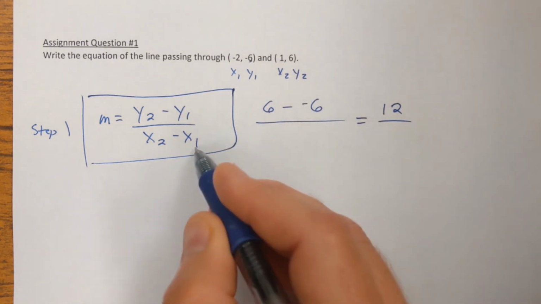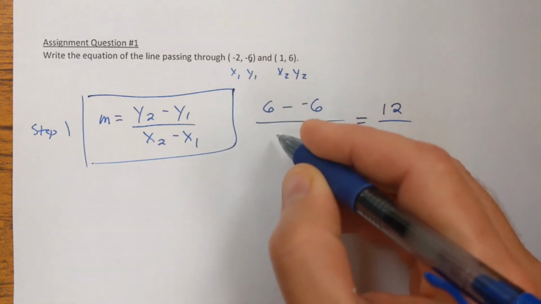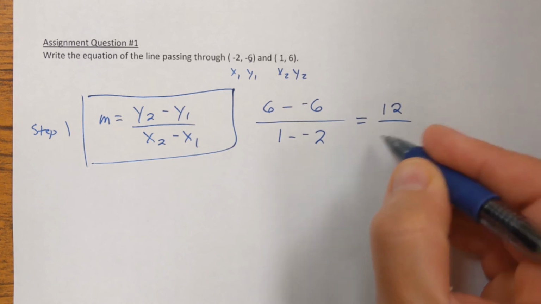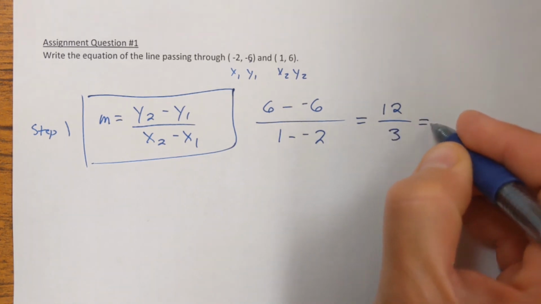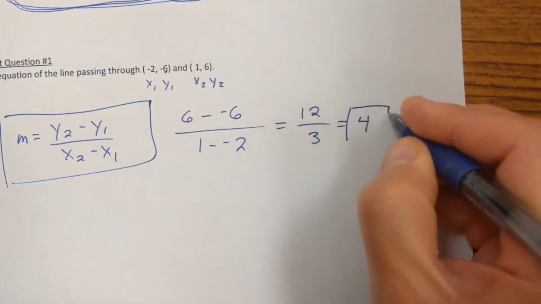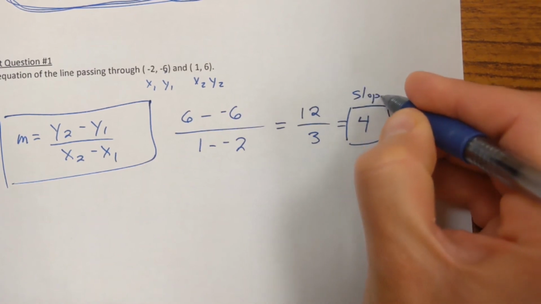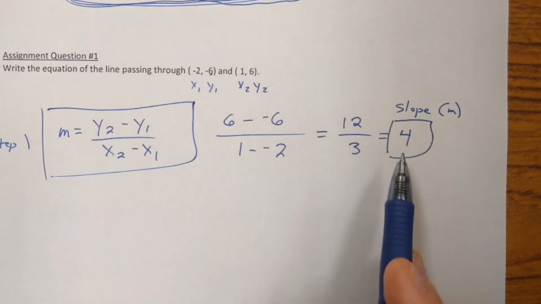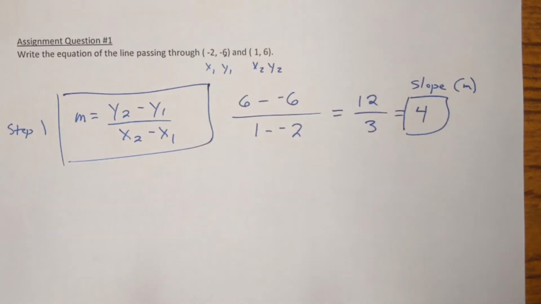Now likewise, we take our second x minus our first x. It'll be 1 minus negative 2. That's the same as 1 plus 2. That comes out to 3. So our slope, or m value, on our first question is just 4, this whole number 4.